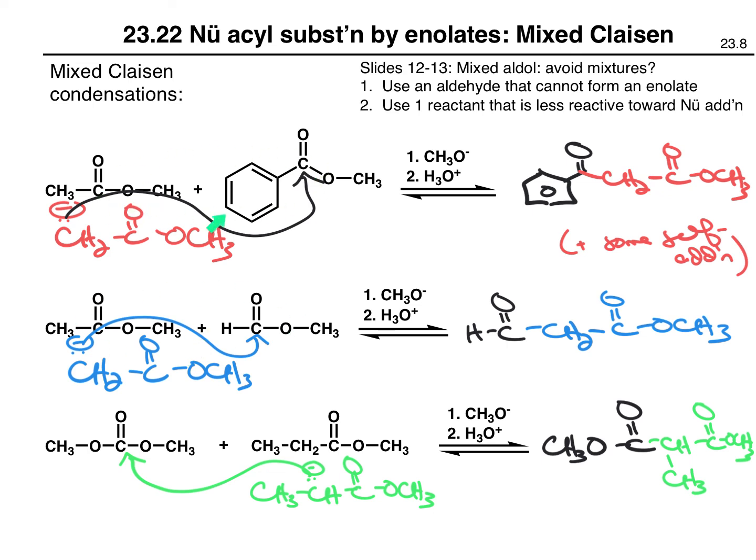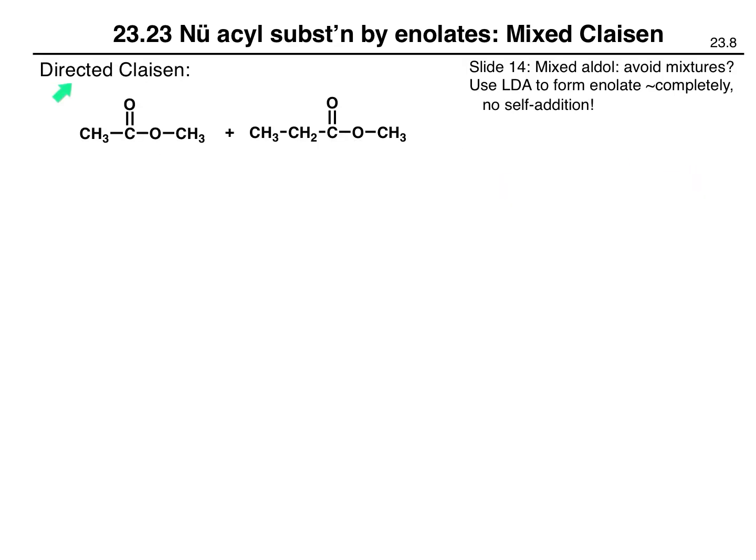combination of reactants. But what if the reactants you want to use are not inherently different in reactivity, right? If you can't address these two issues, then is there another way to go? And the answer is yes. Rather than just doing a mixed Claisen, we can do a directed Claisen where we use LDA to form one enolate essentially completely and then have that react with the other ester.